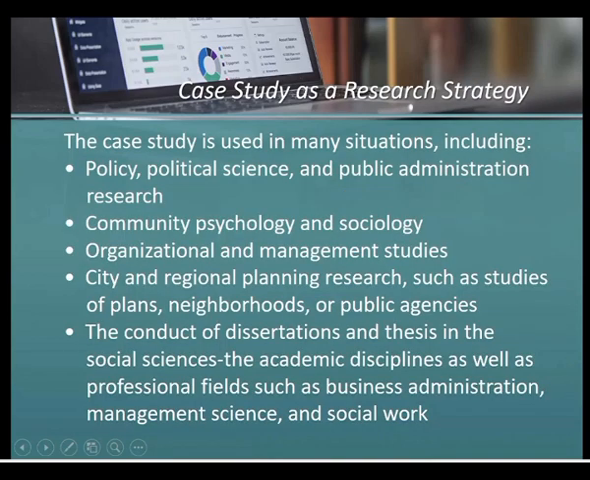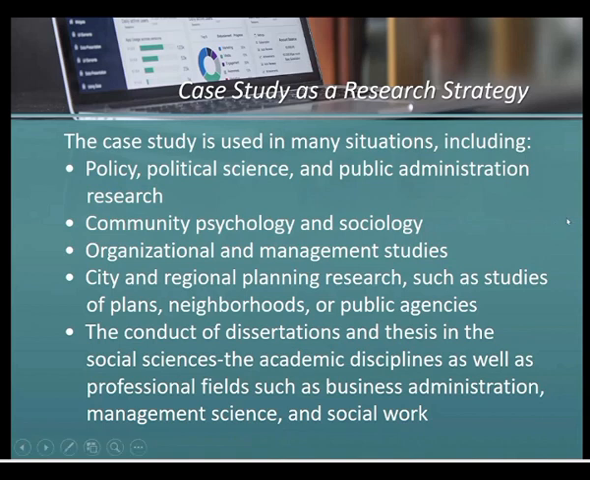So the case study as a research strategy. Okay, a case study is used in many situations, including political science and public administration research, as well as community psychology and sociology. Okay, as well as in management, for example, for project management students, you can study organizational and management studies, as well as city and regional planning for the planners. You can study a neighborhood, study about the crime in the neighborhood, or something like that. Also public agencies, how public agencies work and how they are implementing their strategies.